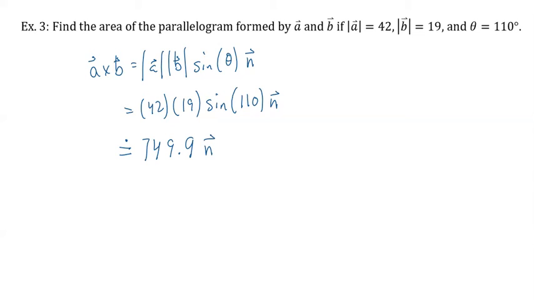Okay, so just like the last one, we need the magnitude of this. So the area equals the magnitude of A cross B, which is the magnitude of 749.9 times vector n. But how in the world am I going to calculate that? Why? Because of the vector part.